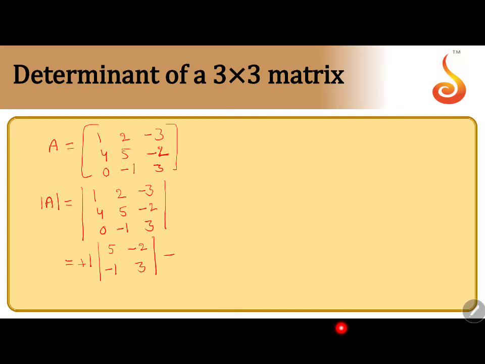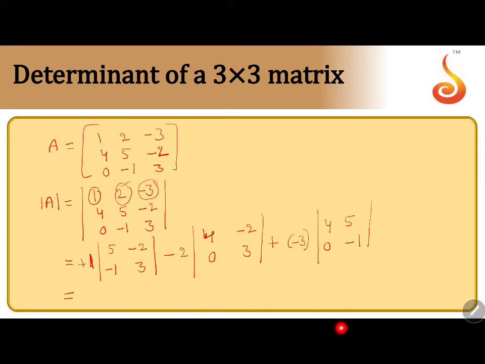Next starting plus, next minus sign we take. I need to take element 2. Now eliminate first row and second column. Whichever the element you are taking, that row and column we should eliminate. So starting we have taken 1. That is the reason we eliminated first row and first column. Now we are taking 2. So eliminate first row and second column. The remaining elements 4, minus 2, 0, 3. Next again plus. Third element is minus 3. As it is you take with the sign. Now eliminate first row and third column. Remaining elements 4, 5, 0, minus 1.